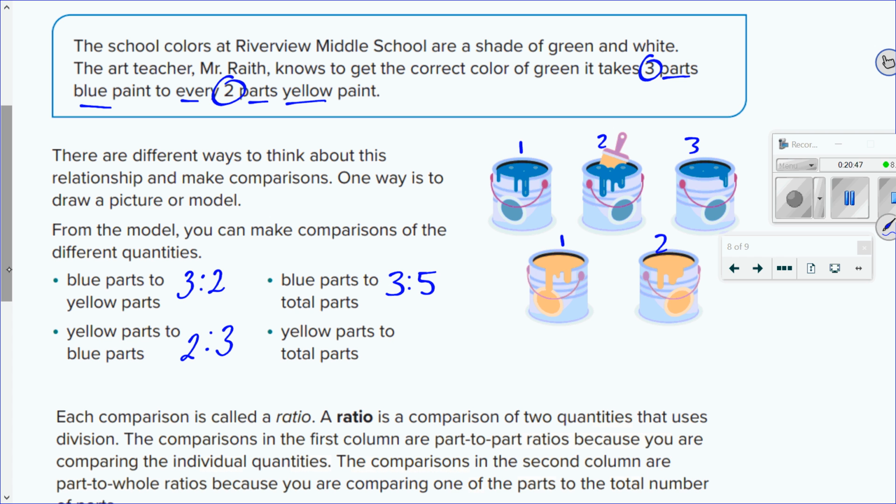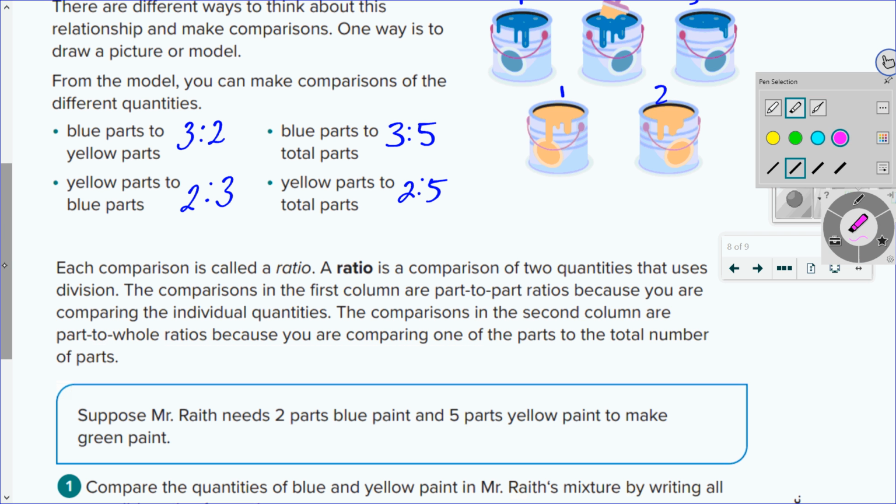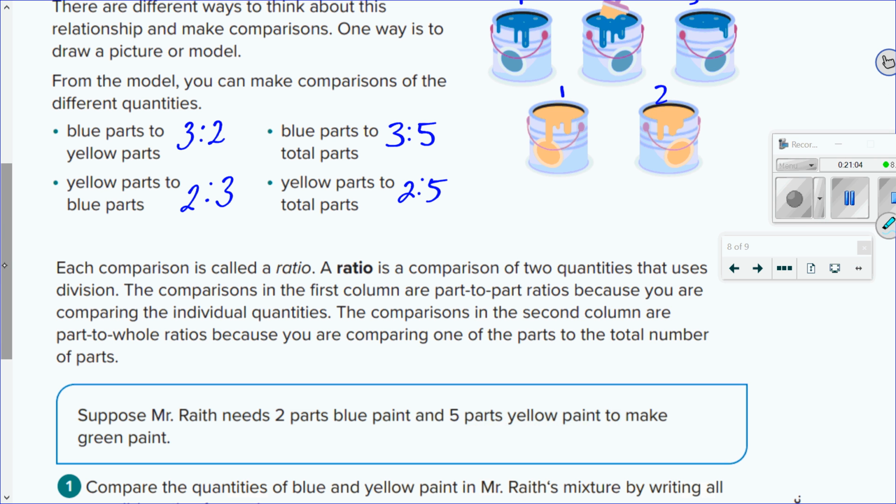What if I did it as yellow parts to total parts? 2 to 5. Because now I have 2 yellows to 5 total. So here's where we get back to our definition. So pull out your highlighters. So our basic definition, a ratio is a comparison of two quantities by division.